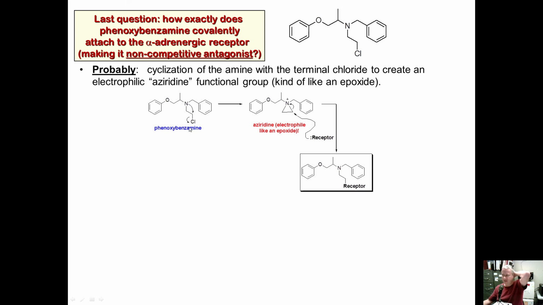So this is probably what's actually happening. Nitrogen attacks, kicks off the chlorine. This thing is an aziridine, an electrophilic intermediate. The receptor, what is doing that? It's probably characterized, but it could be a lysine or a cysteine or something, some nucleophilic residue in the protein that attacks it. Now this thing's kind of attached.